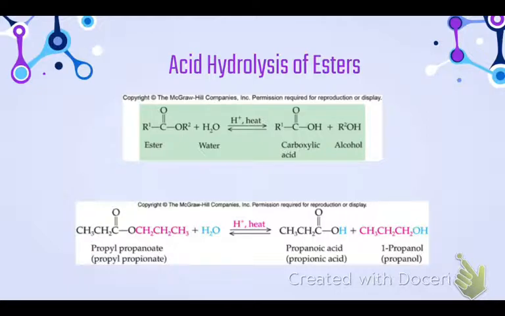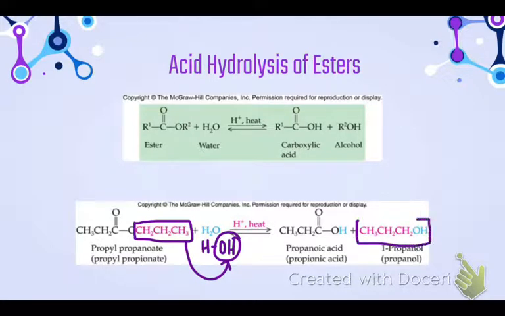What's happening here is, and I like this because your book actually color-coded this one, the alcohol portion is going to come off. So that propyl group is going to come off, and it's going to bond with, remember, H2O can be written HOH, and so it's going to bond with that OH and form the 1-propanol, okay?